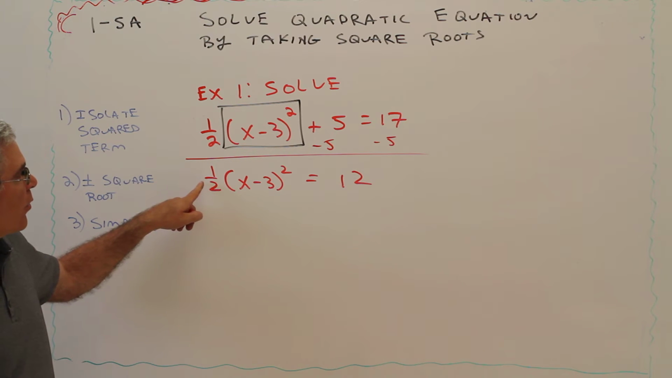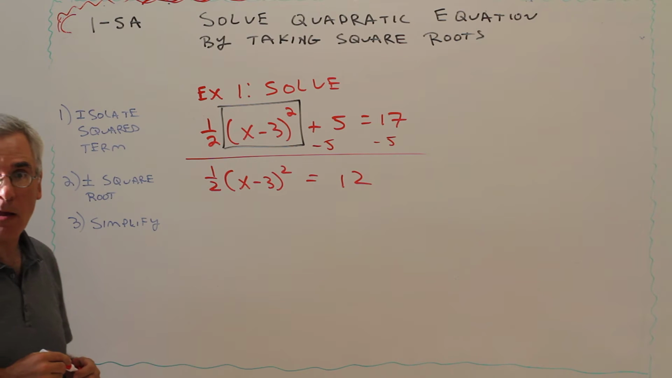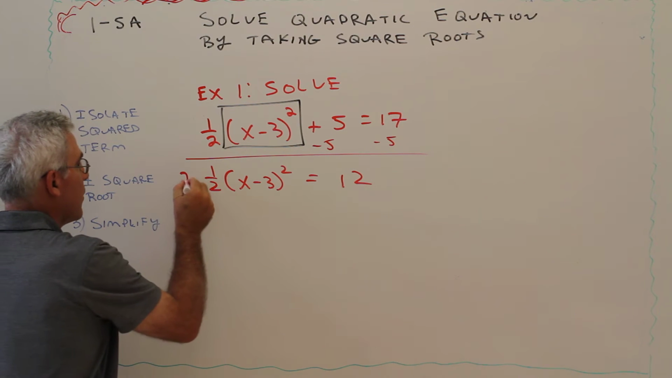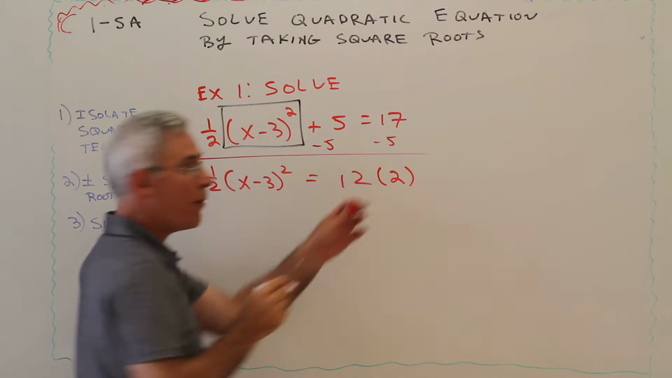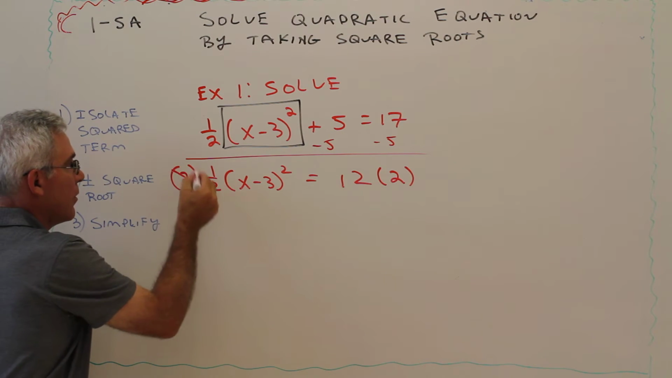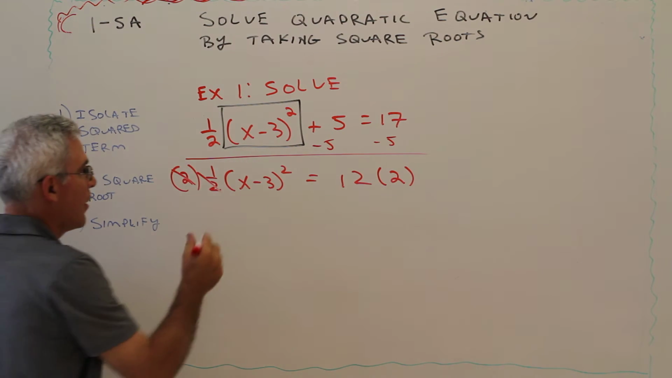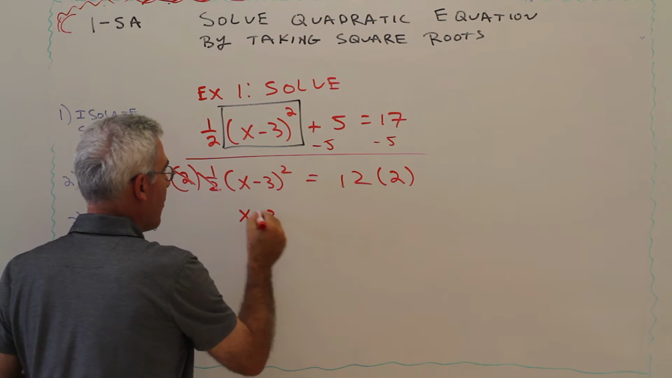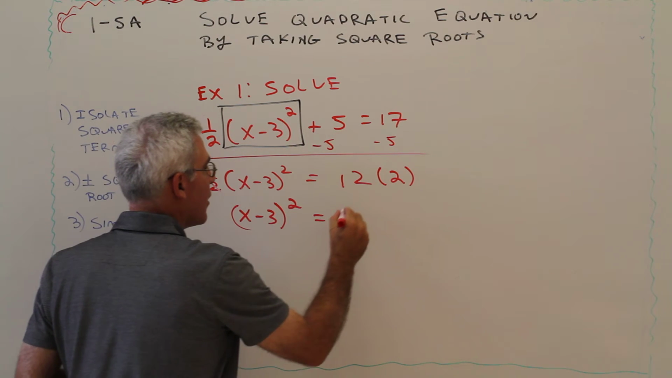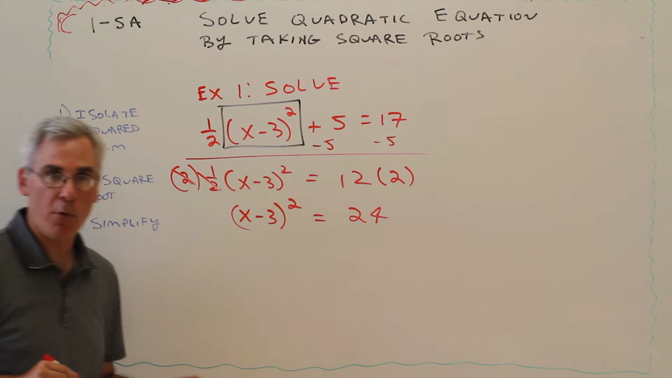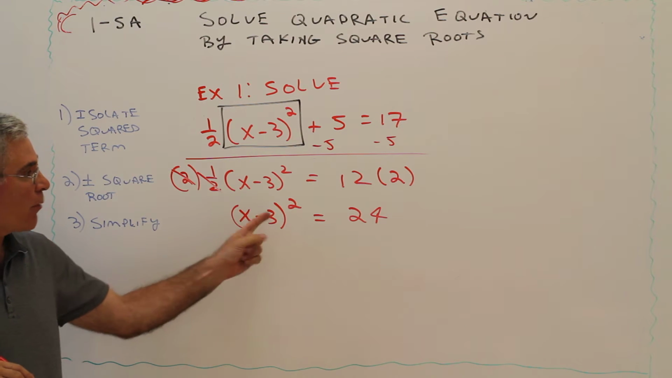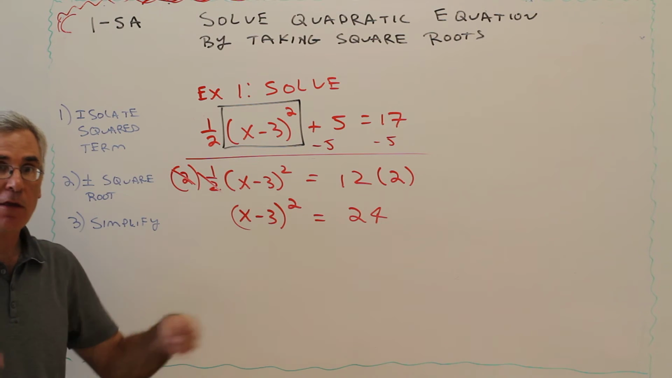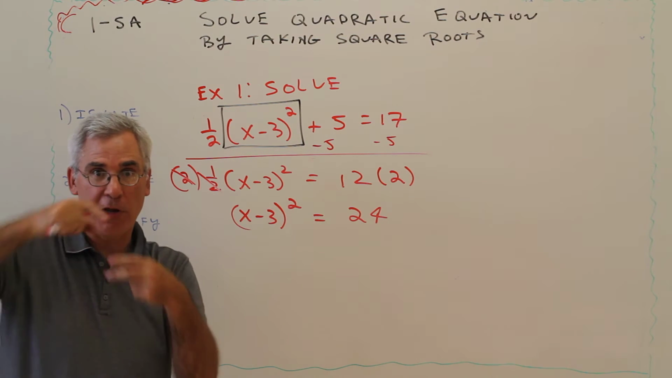Then what I want to do is multiply each side by 2. So I'll multiply the left side by 2, and I'll multiply the right side by 2. This will cancel, and I'll get (x minus 3) squared equals 24. I now have the squared term isolated, and what undoes squaring is plus or minus square rooting.